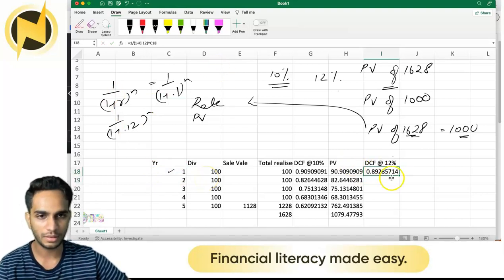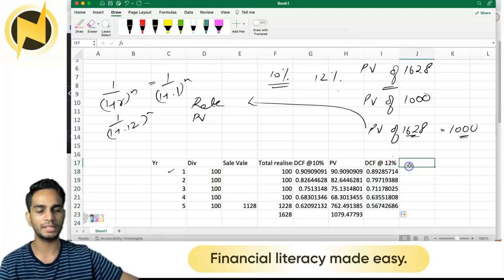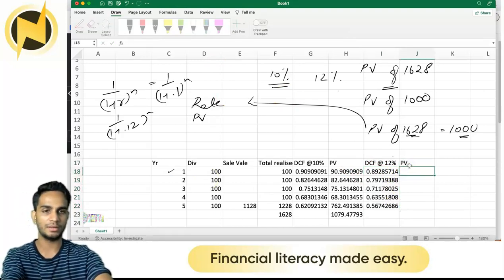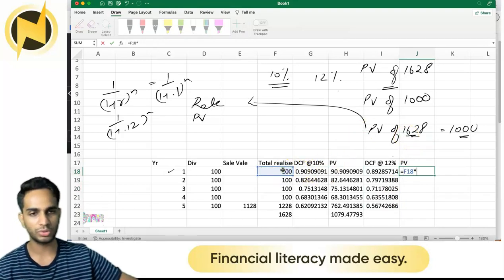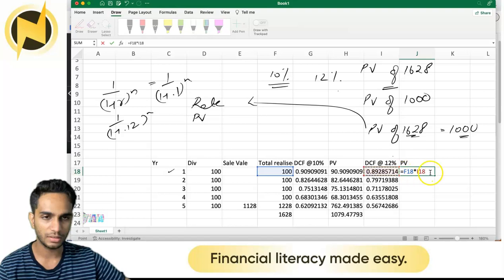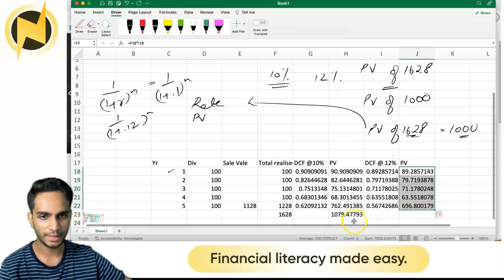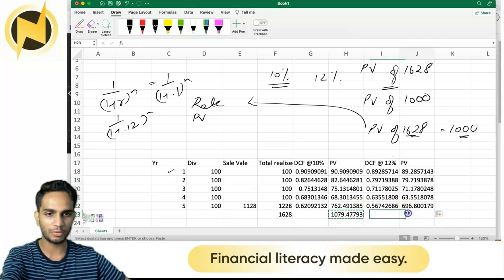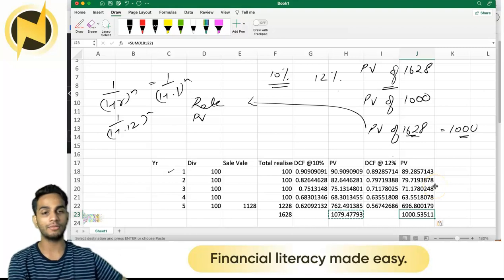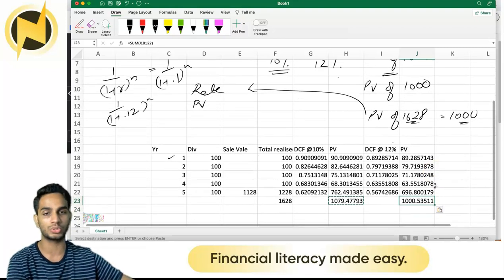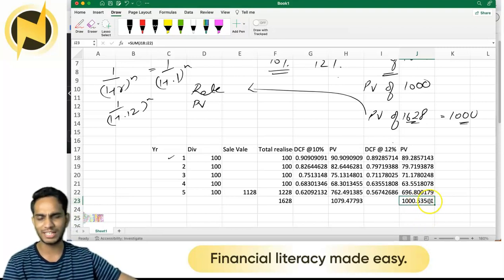So now I'm going to add all this up. Yes, now I'm going to find my PV. My PV will be nothing but total realized into the current discounting factor, correct. Now I'm going to find out for all the cells. Yes, now I'm going to add it up. I'm going to get 1000.53511. So very close. It's at 1000. Yes, but then still there's a small decimal difference.